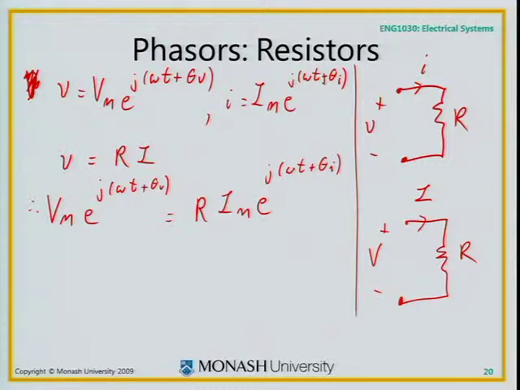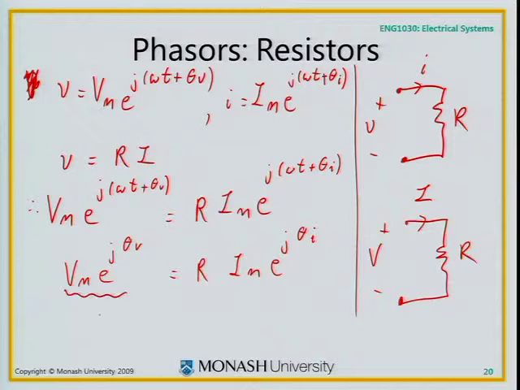I can get rid of the e to the j omega t's, they cancel from both sides, because that leaves me my phasor voltage. Vm e to the j theta V equals R times Im e to the j theta I, cancelling out the e to the j omega t from both sides. But what is Vm e to the j theta V? That's my phasor V, and it equals R times that, which is my phasor current. So V equals Ri, whether I'm in the time domain or I'm in the phasor domain.